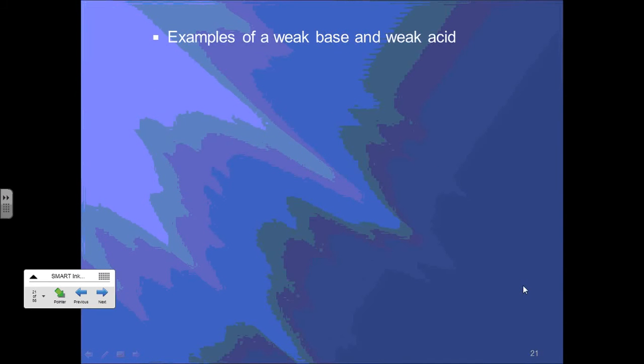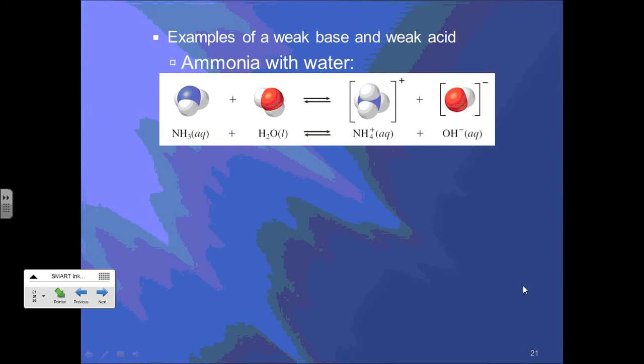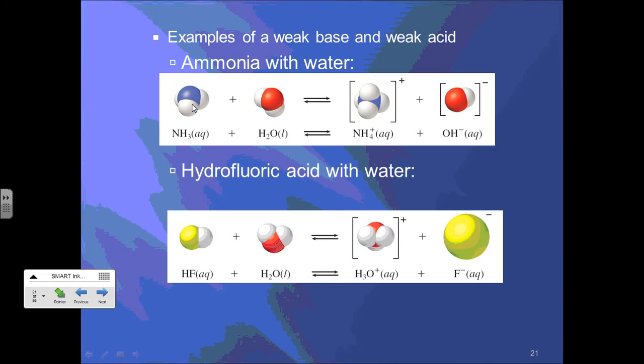Now, some notable examples of weak bases and weak acids include two of the following. One is ammonia with water, in which when you react ammonia with water, you have the double arrow, which denotes that the reaction does not go to complete ionization. And this means that you can reform the starting reagents. Another example is hydrofluoric acid and water, further evidenced by the double arrows.